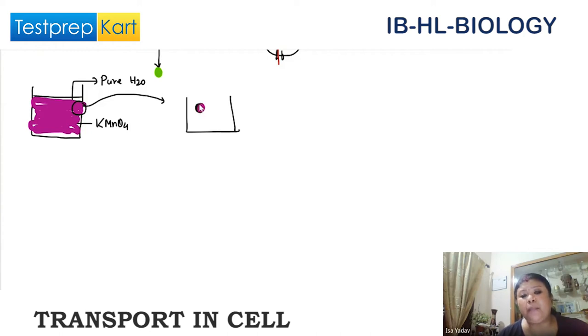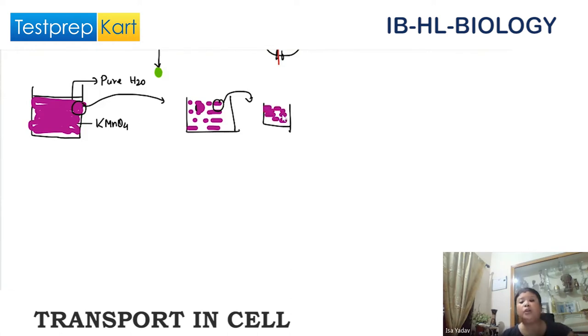Small part of this I add in another beaker. What happens? Again, the entire water will be turned purple. Each time I dilute it, each time I take a small section from here and put it again in a beaker. Again, what happens? It will turn the entire water a blue, purplish color.